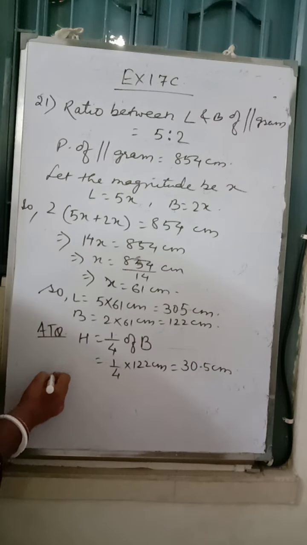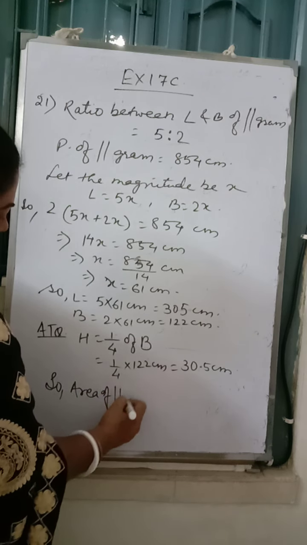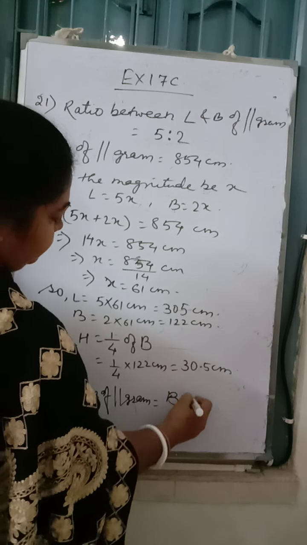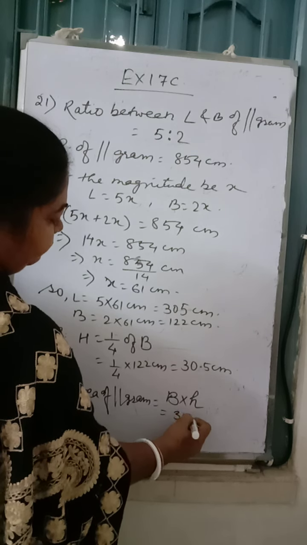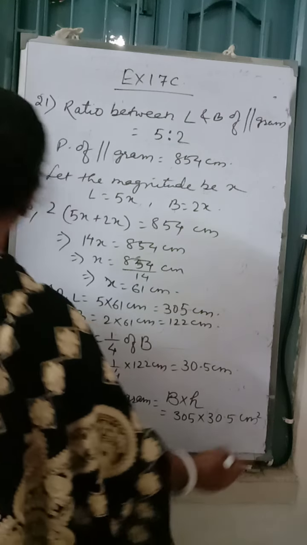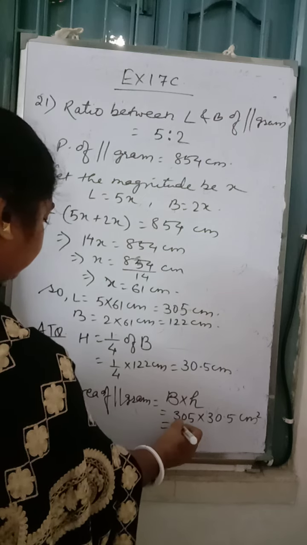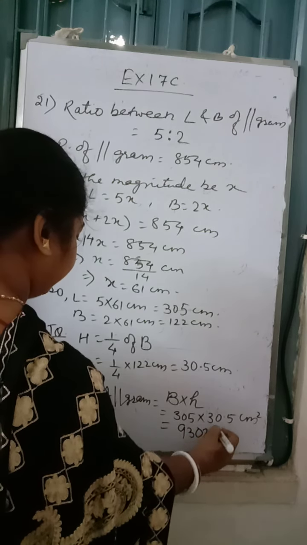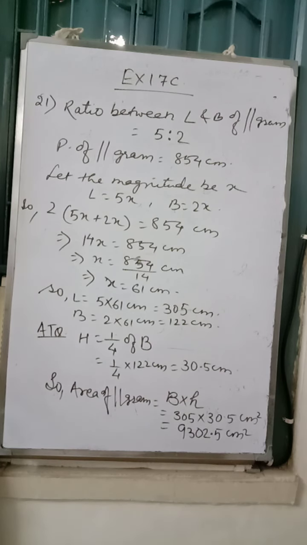So what will be the area of the parallelogram? Base into height, we know. So this will be 305 into 30.5 centimeters square, and when you multiply, the answer will be 9302.5 centimeters square. This is question number 21.